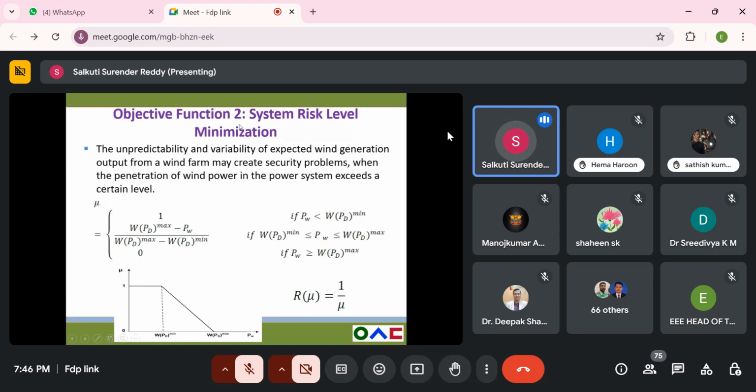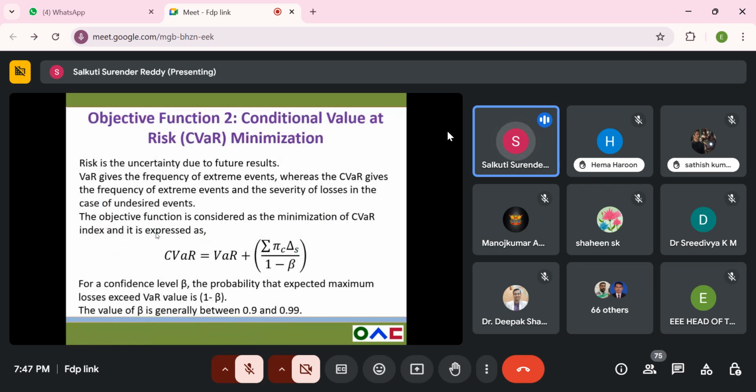So here the second objective is, when you introduce more wind power and solar power, the system becomes unsecure or risky. So you are introducing risk to the system. In that case, you need to model the risk in the system and minimize the risk. This is one linear way you can model the risk. Another way is to use the conditional value at risk, CVaR. This is also one of the ways to model the risk in the system, and you need to minimize this risk. So that is your second objective function.